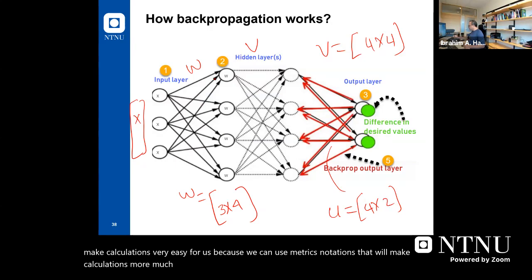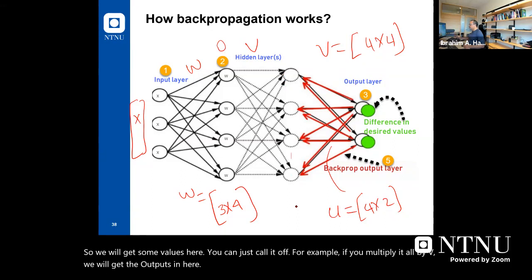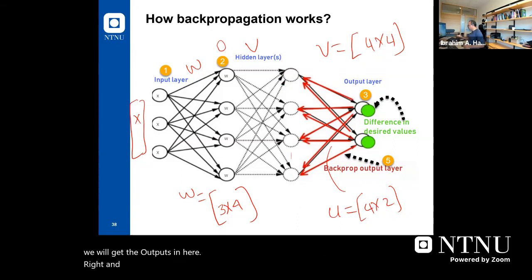So if I want to calculate the inputs times those weights, it will be omega times X. So we will get some values here. You can just call it O, for example. If you multiply O by V, we will get the outputs here, right? And so on. When we structure it as layers like this, it makes calculations much easier to deal with.